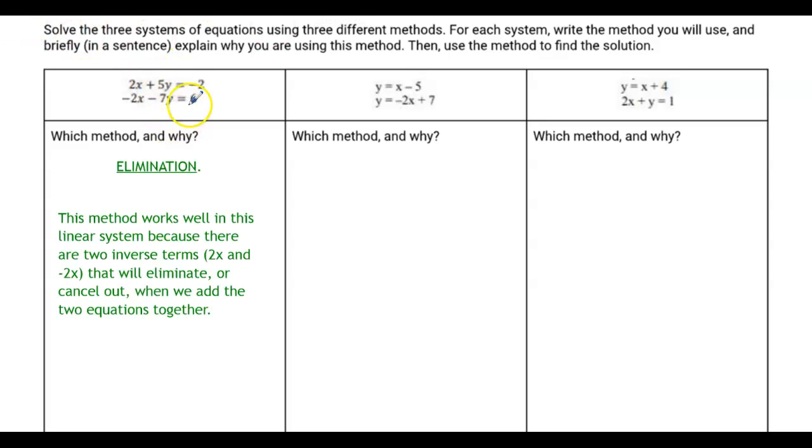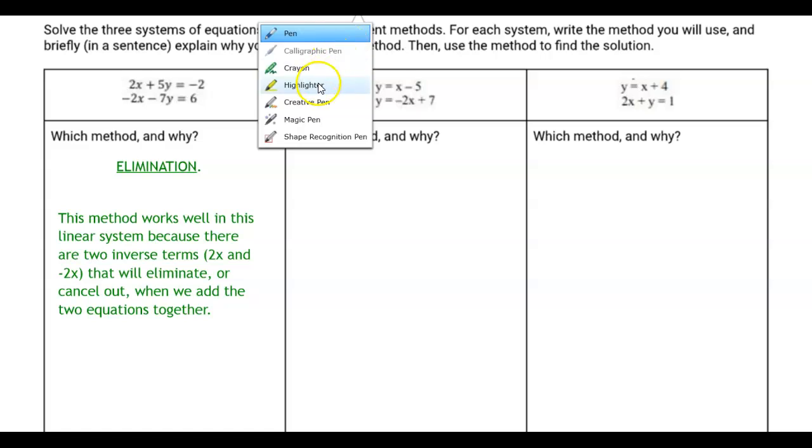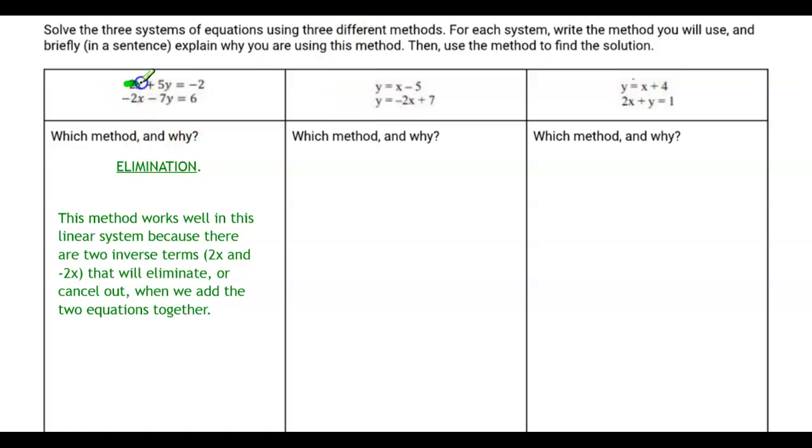All right, for this first system of equations, we said that elimination was the method we were going to use. This method works well in this linear system because there are two inverse terms, the 2x and the negative 2x. Those are inverses of each other, and they will eliminate or cancel out when we add the two equations together. I'll highlight them here in green. When I add these two equations together, 2x plus negative 2x is equal to 0, then I'll just have to do 5y plus negative 7y, and then negative 2 plus 6. So it'll make the system of equations easier to solve. Let's take a look at the second one.